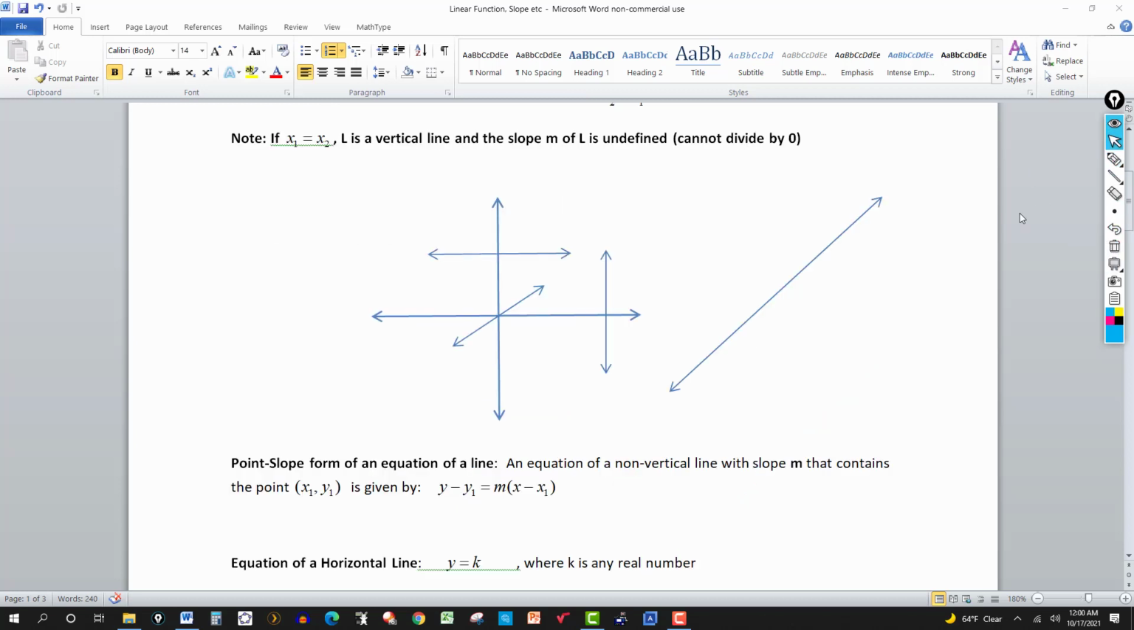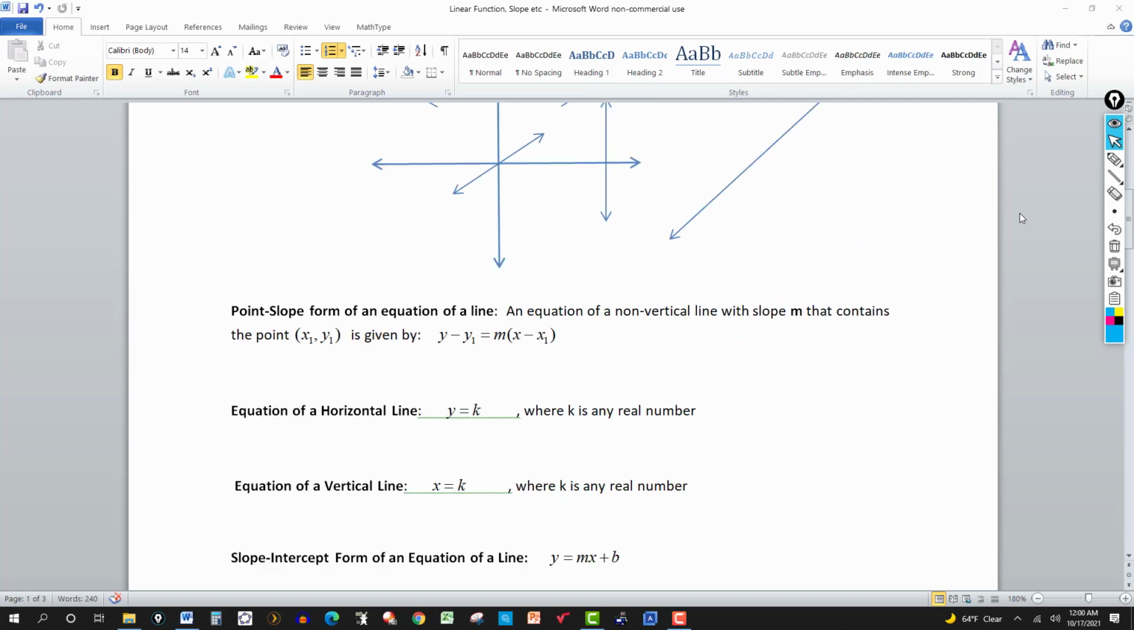Okay, so now let's go back to this. So there's your point-slope form of a line. The equation of a horizontal line is y equal to k. And remember, horizontal lines have a slope of 0. The equation of a vertical line is x equal to k. And vertical lines have undefined slope, or we can say no slope.